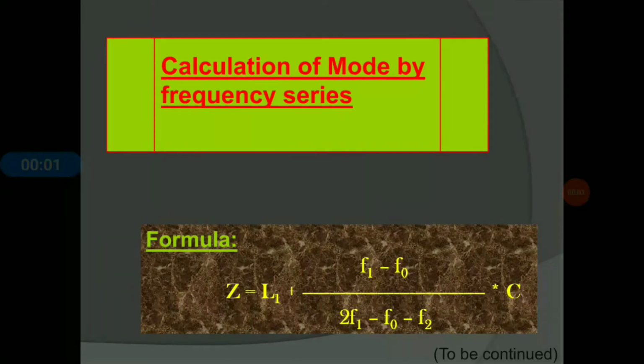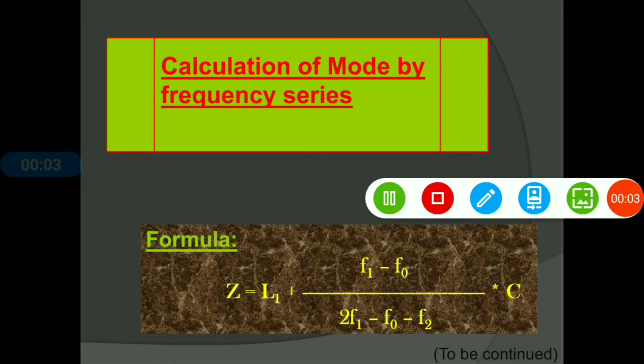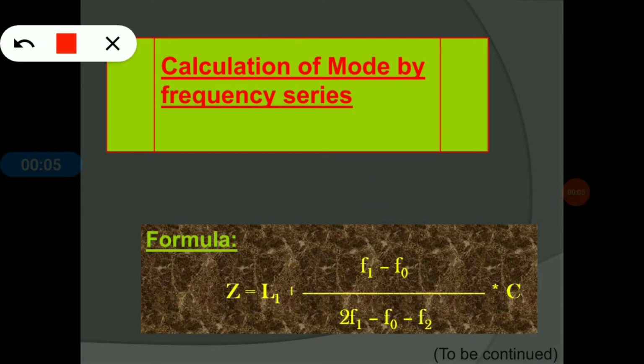So learner, here we can see the calculation process of mode by frequency series. So now going to the formula. The formula is Z equals L1 plus (F1 minus F0) divided by (2 F1 minus F0 minus F2), and this is multiplied by C. So now going to the next slide, where we can describe what is the actual meaning of L1, F1, F0 and C. So now let's move.